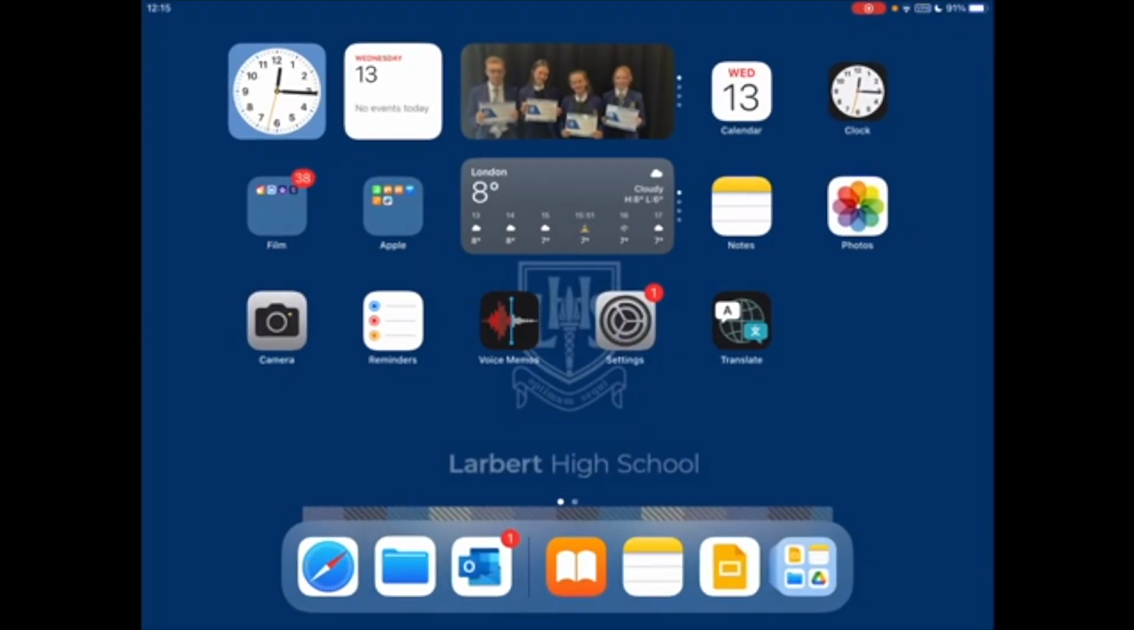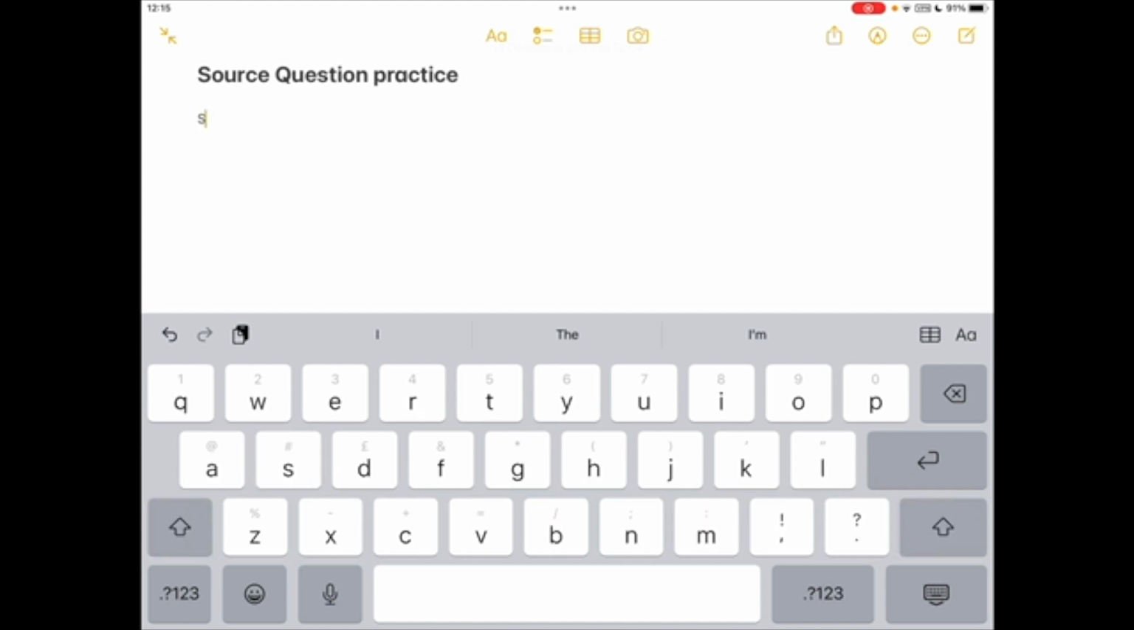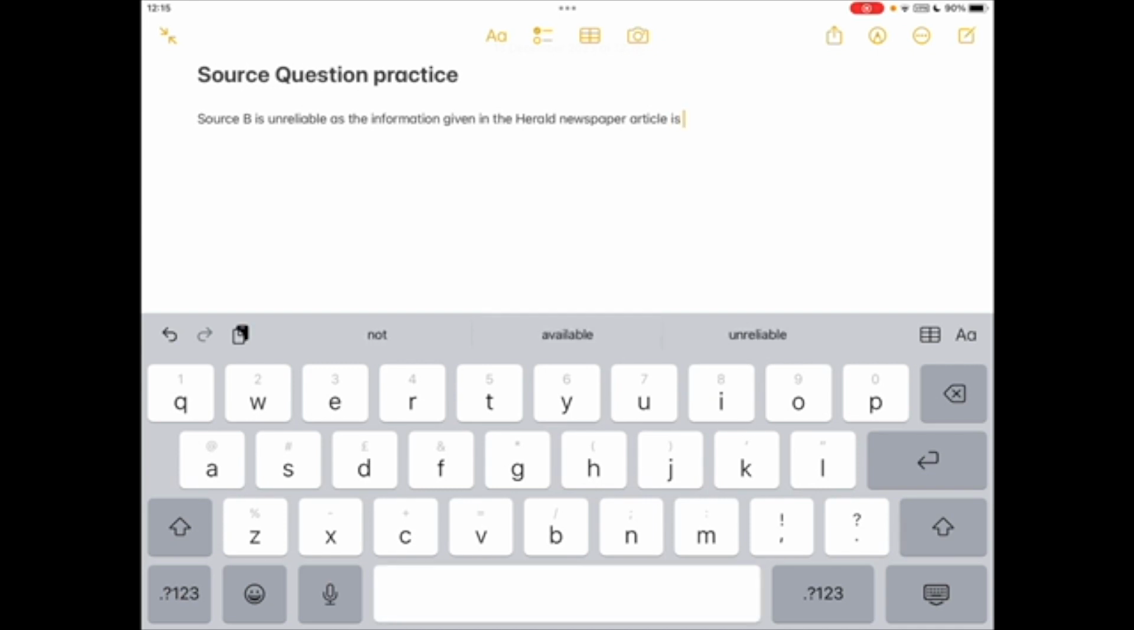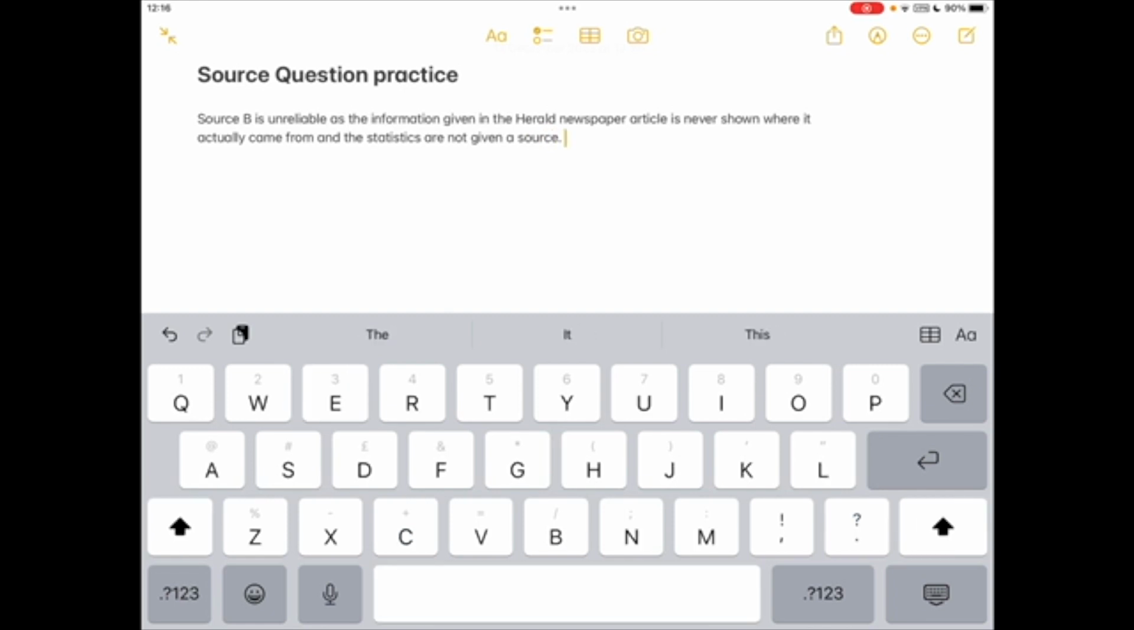So let's start typing up what an answer would look like. Source B is unreliable as the information given in the Herald newspaper article is never shown where it actually came from, and the statistics are not given a source. Okay, so we don't know where those statistics came from. They're never given a source. That's a big problem.